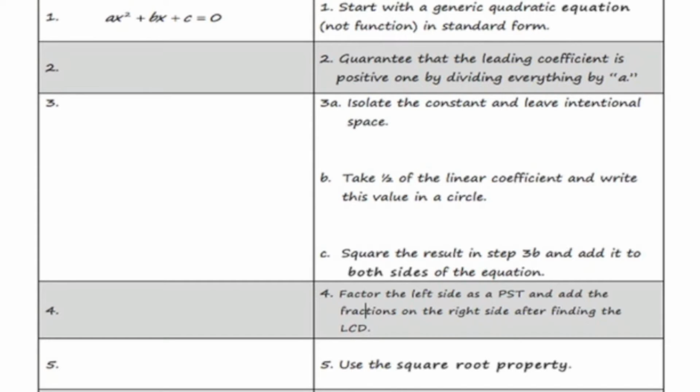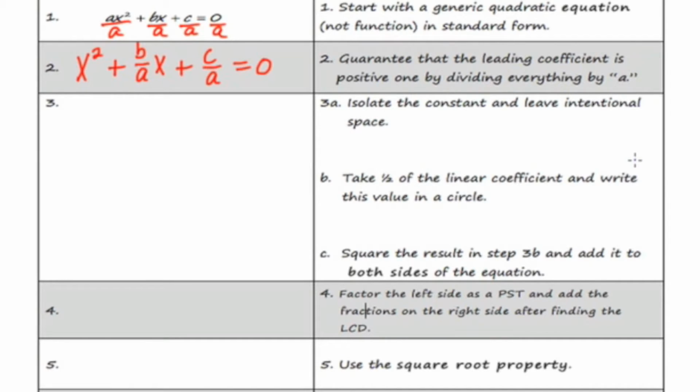The next thing that I'm going to do is complete the square. But I can't complete the square unless the leading coefficient is 1. And to guarantee that the a out in front is actually a 1, I'm going to go ahead and divide everything through by a. When I do this, I'm left with x squared plus b over a x plus c over a equals 0.